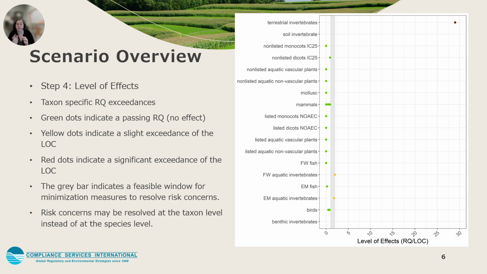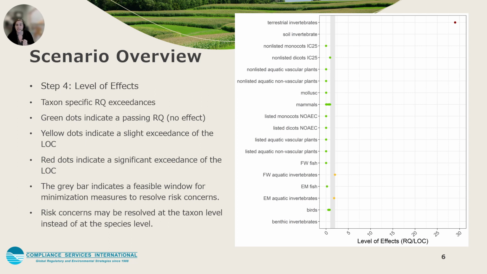So in this case, in the graph to the right, you'll see a taxon-specific RQ. We look at taxon-specific RQ exceedances. You can see the taxon listed there. And then the level of effects, which is the RQ divided by the level of concern, on the y-axis. The green dots indicate a passing RQ, so no effect, so a passing risk quotient.